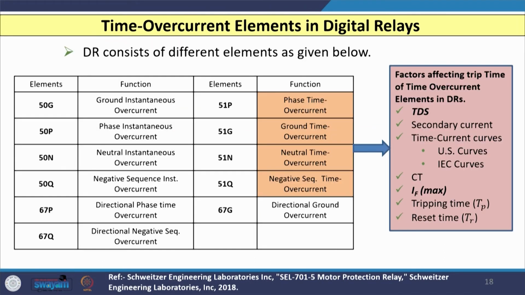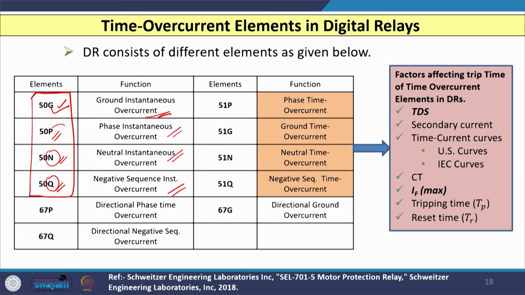Now, if I consider these two groups in digital relays, let us see what is the fundamental difference between them. In these groups, the element named 50G is known as the ground instantaneous overcurrent element, 50P is the phase instantaneous overcurrent element, 50N is the neutral instantaneous overcurrent element and 50Q is the negative sequence instantaneous overcurrent element. In all these 4 elements, it starts with the number 50 and then for ground the notation is G, for phase the notation is P, for neutral the notation is N, for negative sequence the notation is Q, where the number 50 remains common in all these 4 elements.